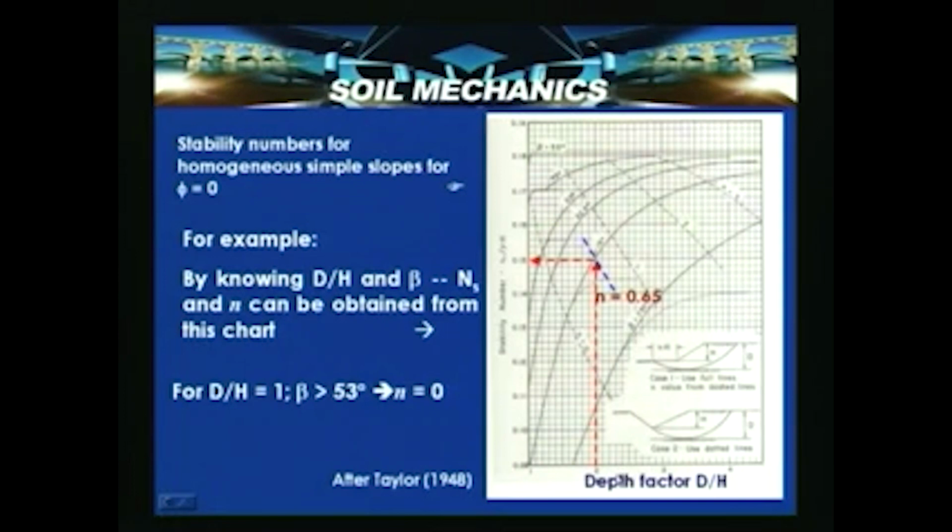Say for d by h is equal to 2 and this inclination beta is equal to 15 degrees, you can say this n value will be about 0.65 and the stability number is 0.15. So, this is how we have to read these charts, and then with this we can actually use these charts for calculating and solving the problems. In the due course of this lecture, we will look into how we can use these charts.